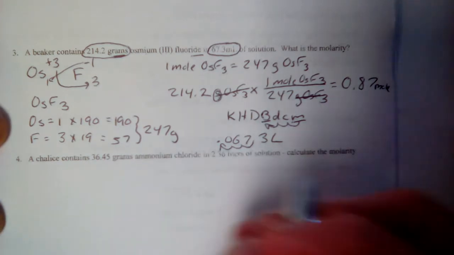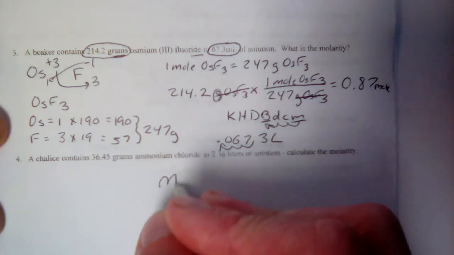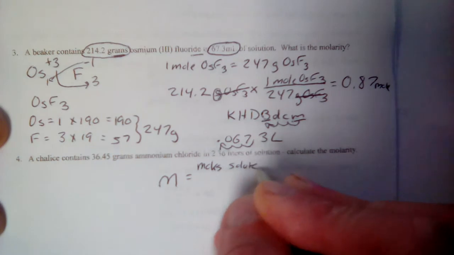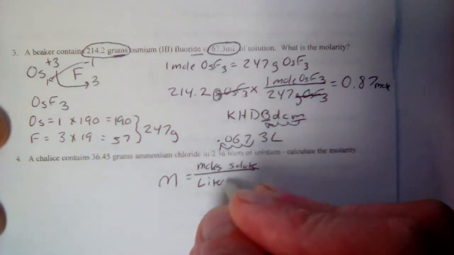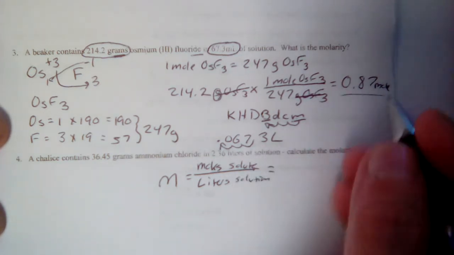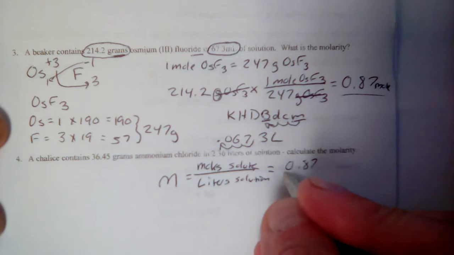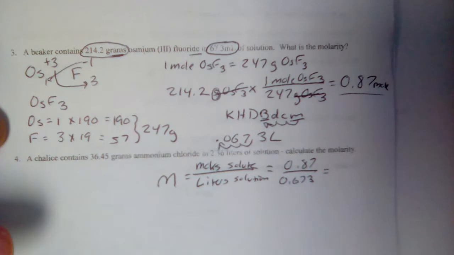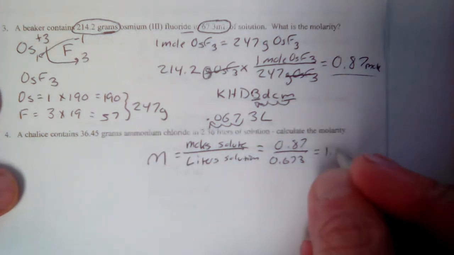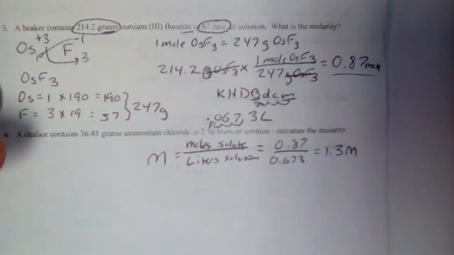0.0673 liters. Now, to do the final calculation, molarity equals moles of solute over liters of solution. So moles of solute is that number, 0.87. Liters of solution is that number, 0.0673. Divide them out. 0.87 divided by 0.0673 is 1.3 molar. There you have it.